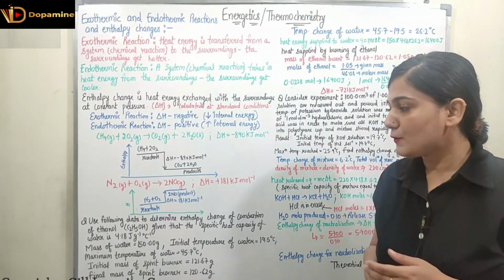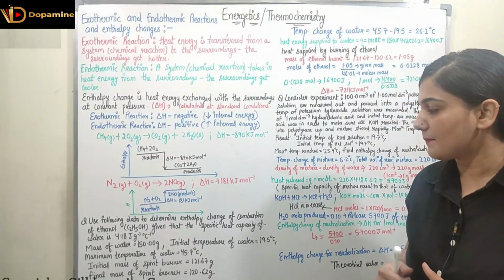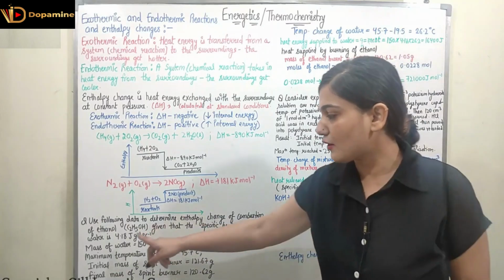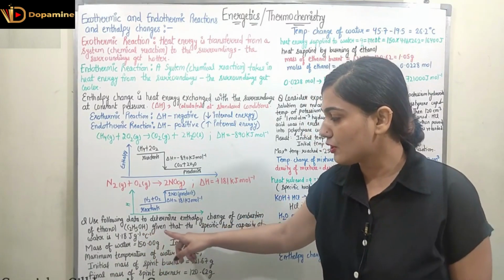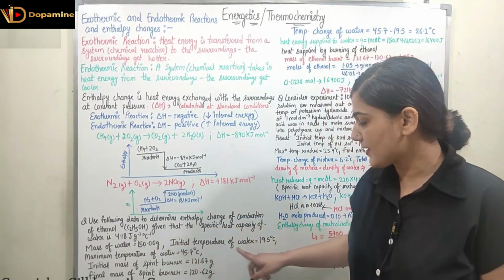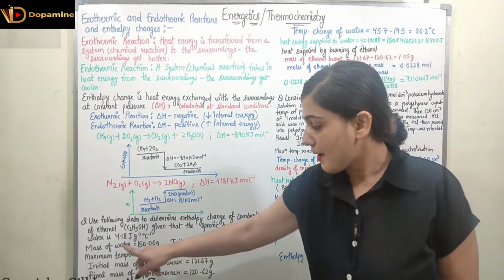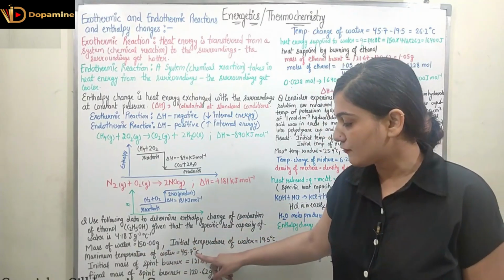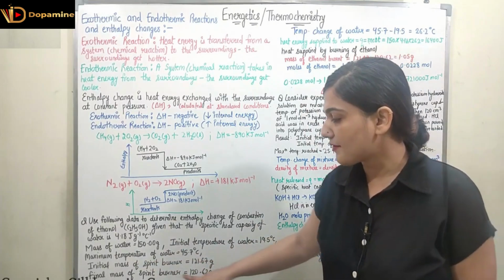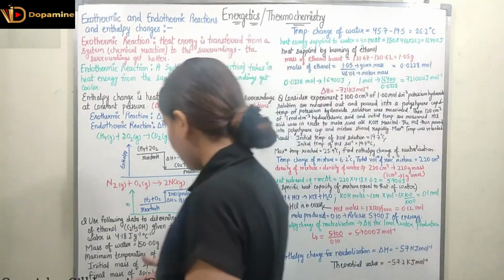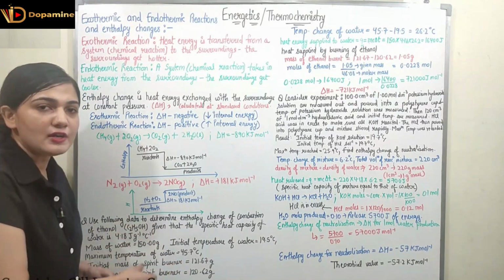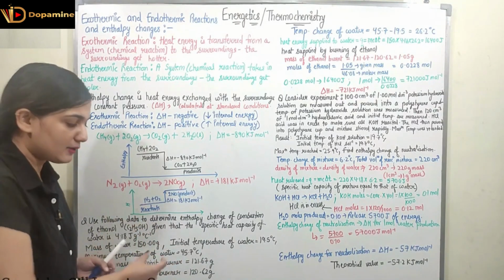Coming to the question: use the following data to determine the enthalpy change of combustion of ethanol, given that the specific heat capacity of water is 4.18 joules per gram per degree Celsius. The mass of water is 150 grams, the initial temperature of water is 19.5, and the maximum temperature reached is 45.7. The initial mass of the spirit burner is 121.67, and the final mass of the spirit burner is 120.62. So the change in mass is the actual mass consumed.